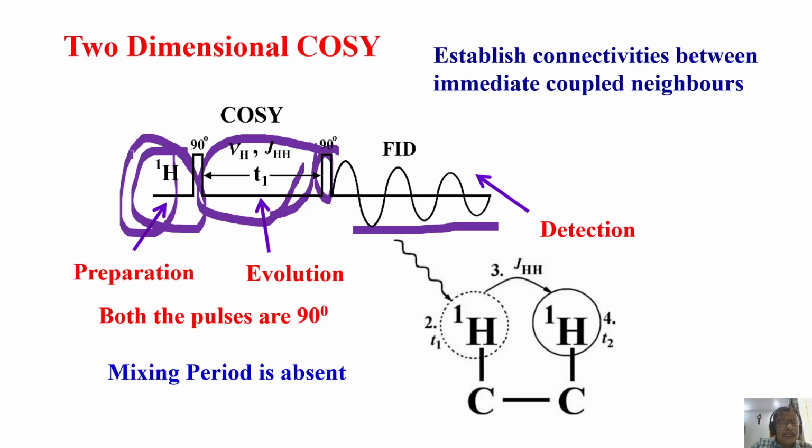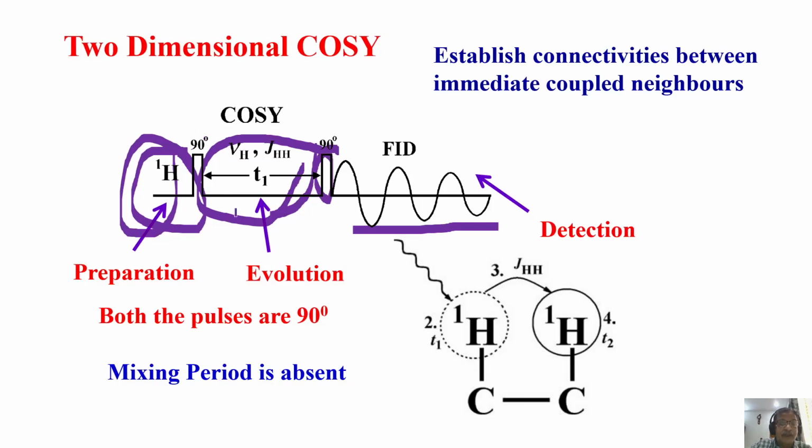Of course, this can be different. You can prepare in a different way for a different experiment. But in this example, I am taking preparation first, attaining thermal equilibrium. Next is COSY. I'm sorry, this is the evolution. Next is evolution.